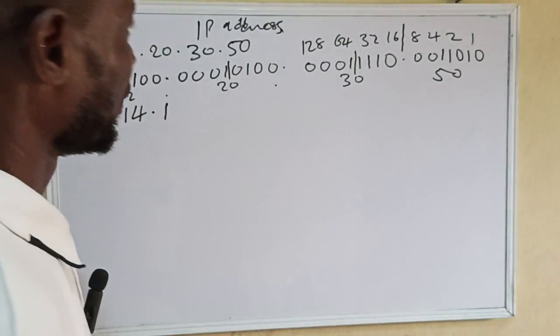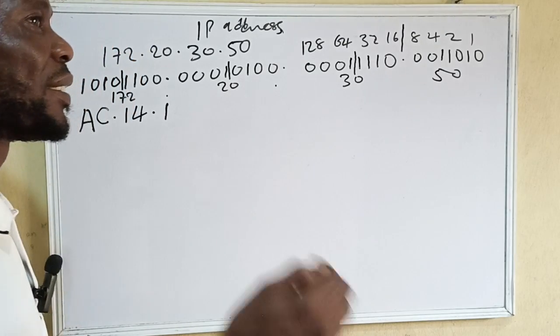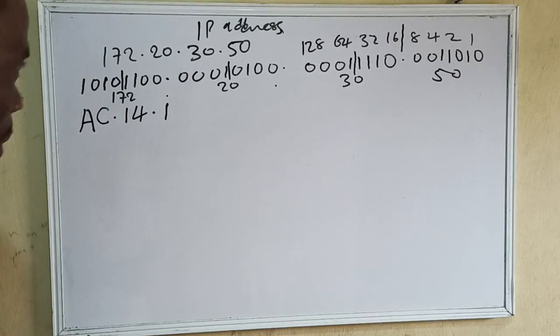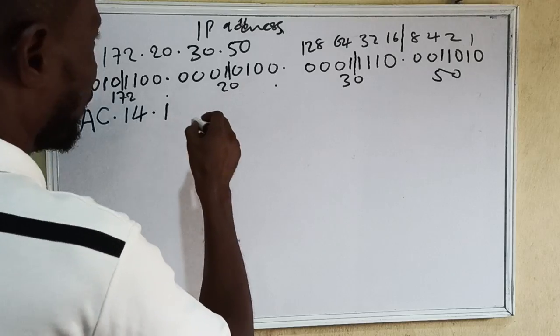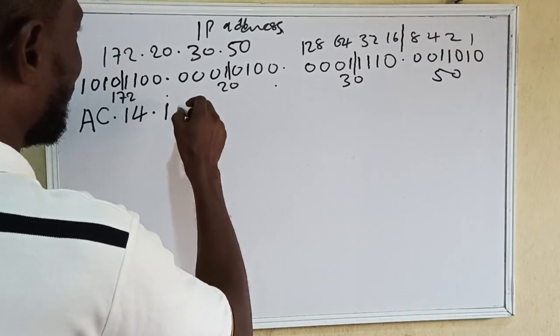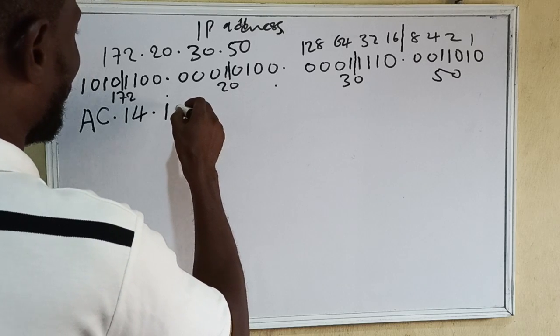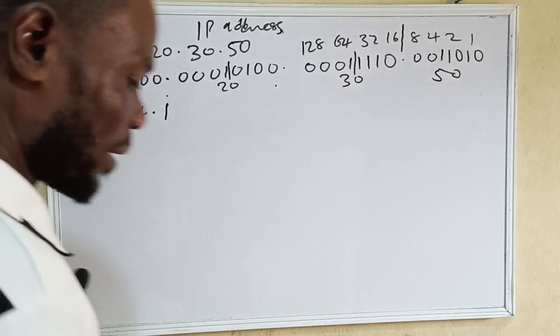13 is D. 14 is E. 15 is F. Which means F what? 16 is what? Okay? Which is D. What is 16 in hexadecimal?